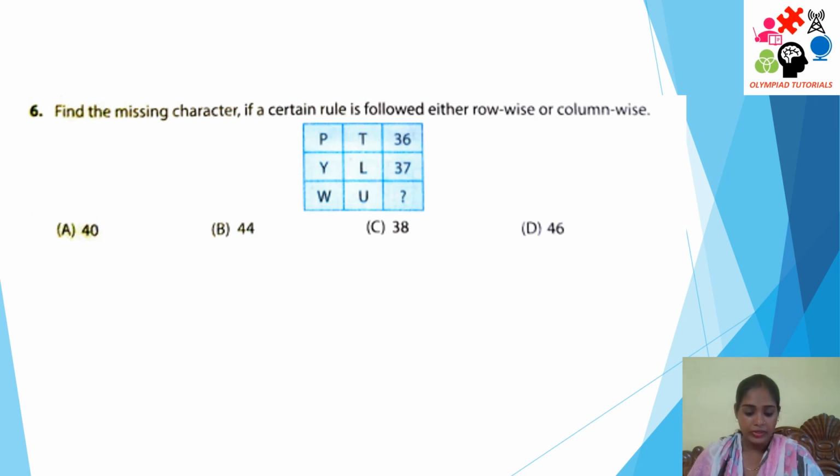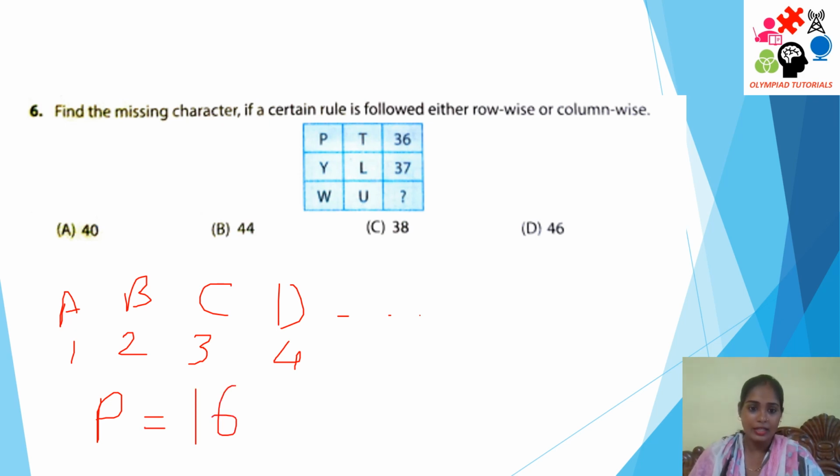If you take the alphabet series and assign numbers, like A, B, C, D and so on as 1, 2, 3, 4, in this way the value of P will give you 16 and the value of T is going to be 20. So it's very clear. If you just do P plus T, you will get 16 plus 20, that is 36, which is our first row.